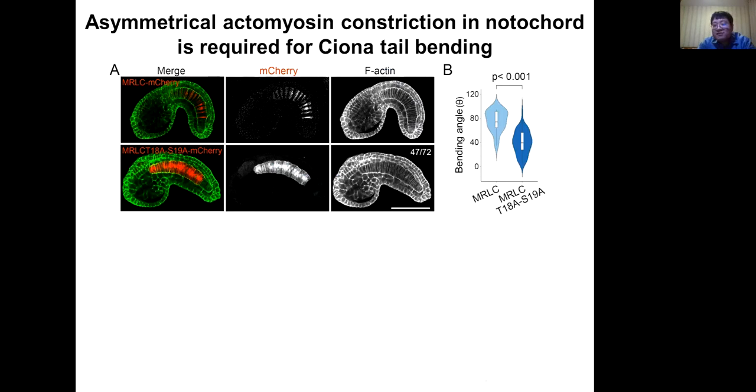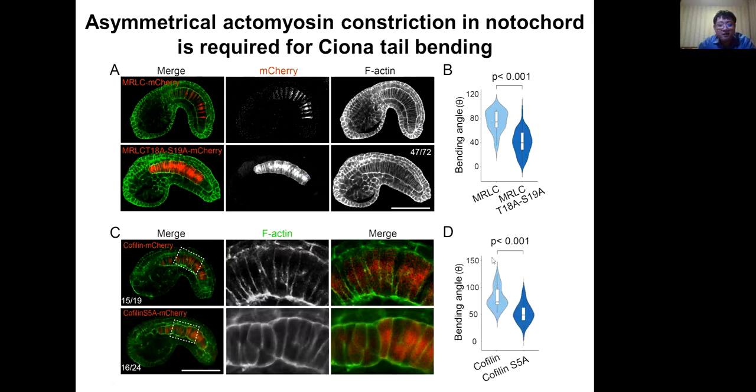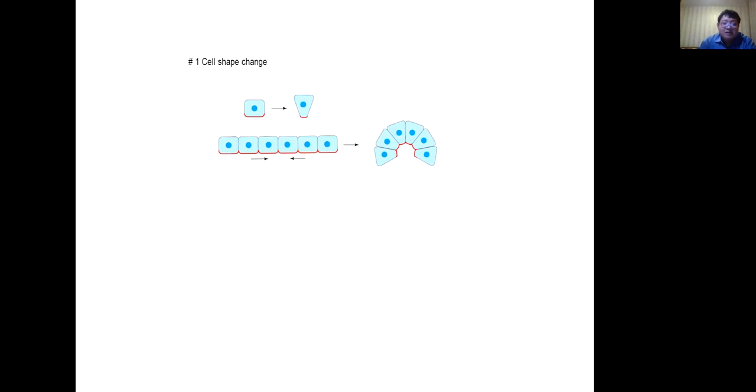To prove this, we used two ways to disrupt the actomyosin contractility. First, we overexpressed a mutant version of myosin light chain. With this mutant overexpressed, we found the Ciona tail bending angle decreased. We also used a mutant of cofilin to disrupt the turnover process of F-actin, and in this experiment, we found a similar phenotype. So those results prove the contribution of cell shape change of the notochord.